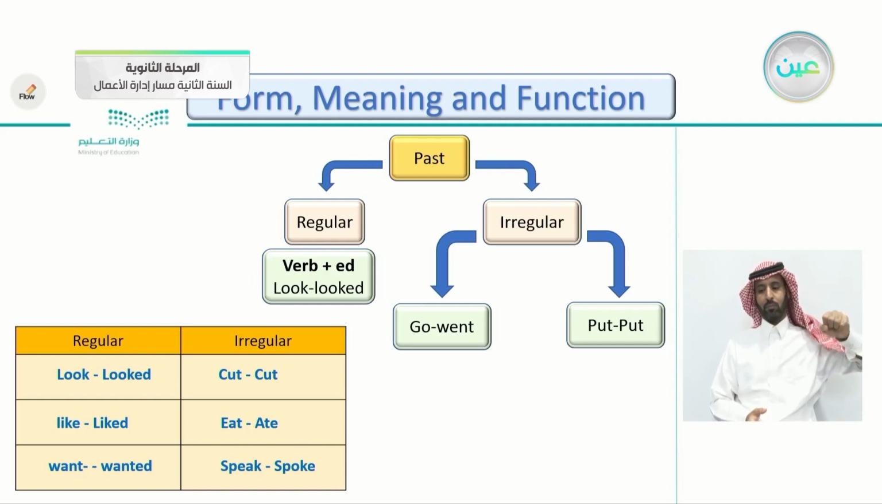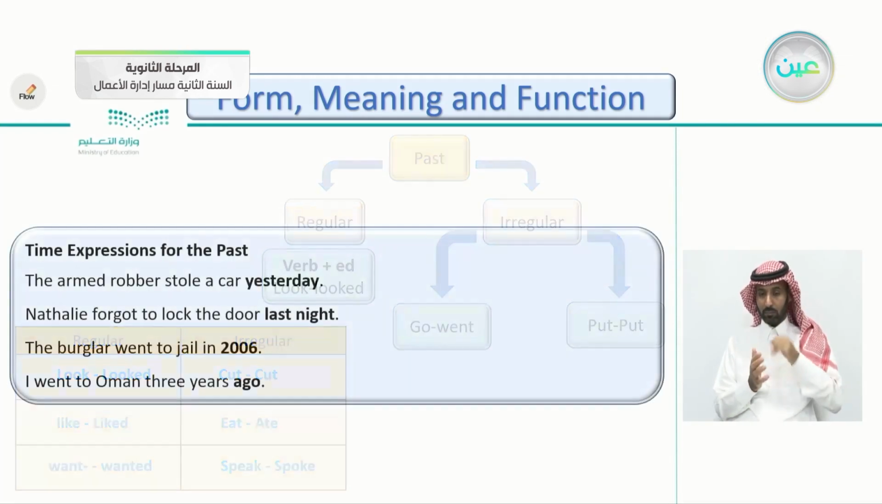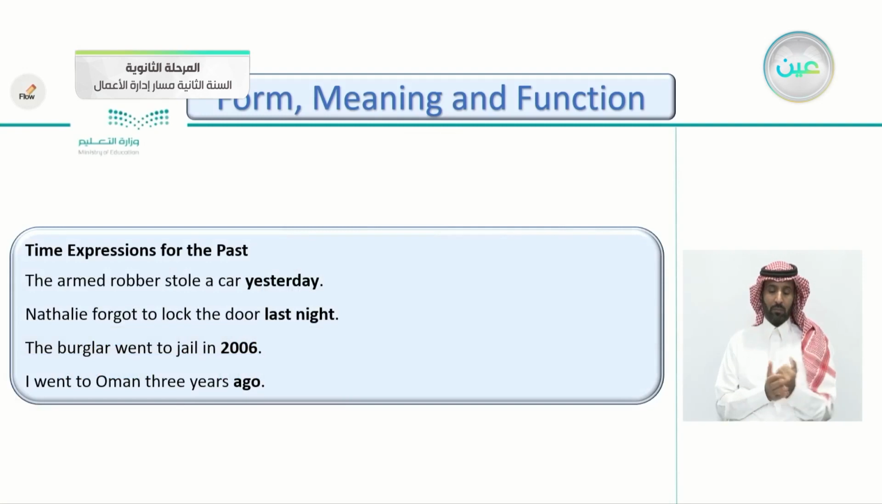So this is the regular and irregular verbs from the past tense. You can find them at the end of your book, the irregular verbs. Time expressions for the past. You will read some sentences here where there's an expression. Once you read it, you know he's talking about the past.